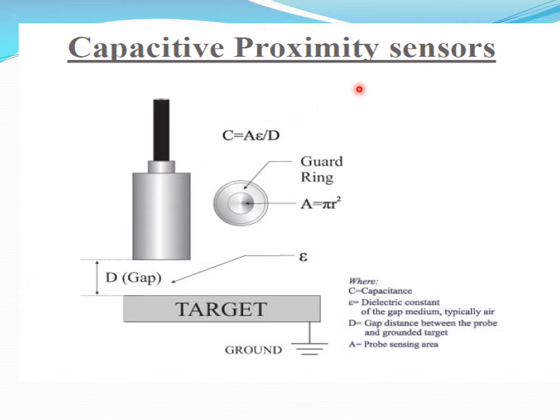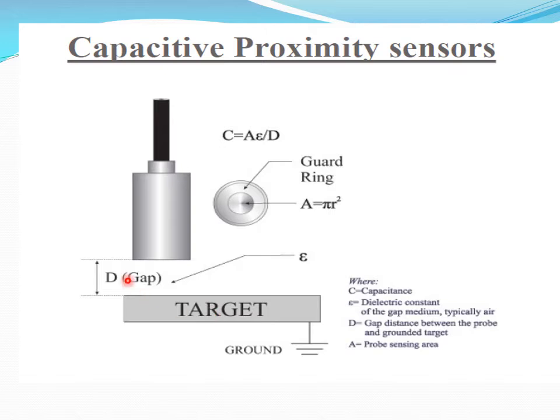Capacitance type of proximity sensor, the working continued. Here we have a proximity sensor, it's a round shape. The area of sensing, A, is pi r squared, and there is a guard ring at the bottom. There is a gap D. So capacitance can be measured in terms of this area A, epsilon divided by D. D is the gap. So each term is explained here.